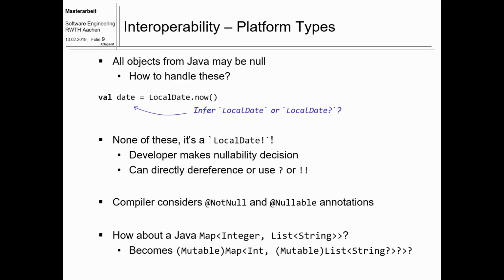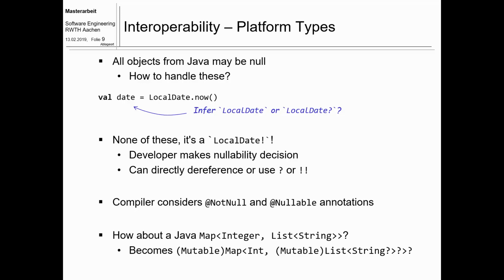Now, one interesting issue that comes with interoperating with Java that I'd like to discuss here is that anything that comes from Java, so any object, any data that comes from Java, might be null. And now when you call something like LocalDate.now, and you're using type inference here, the question is whether the compiler should now infer LocalDate as the type for this variable or a nullable LocalDate. Now basically what the compiler does, it infers neither of these.